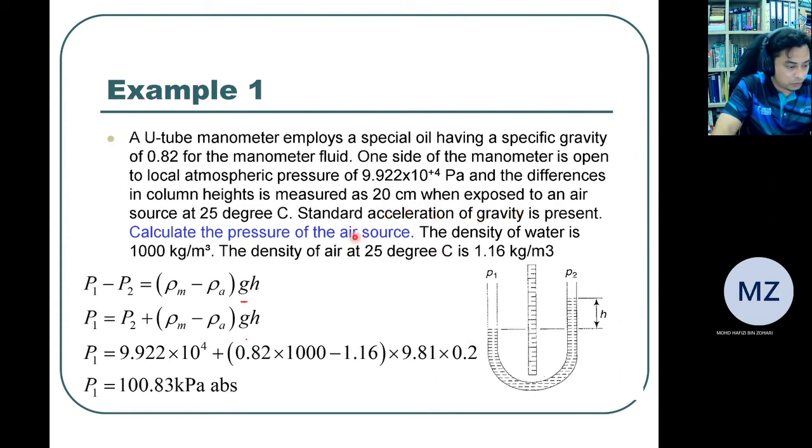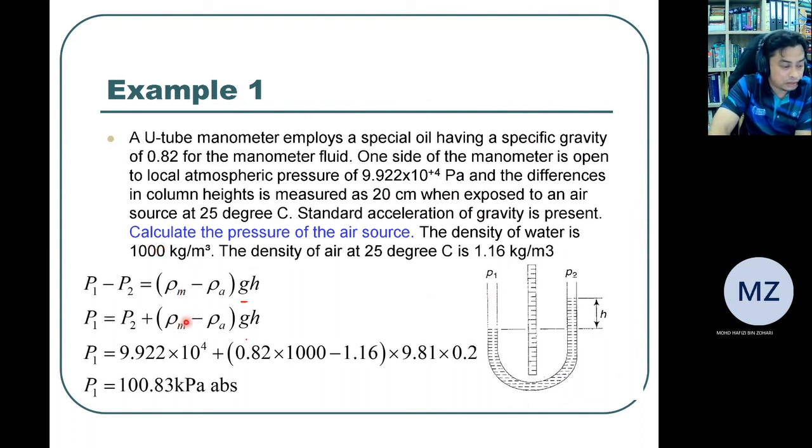Before we put in our values, we need to see here that the air is at 25 degrees. At 25 degrees, the density of the air is 1.16 kilograms per cubic meter. So this is the density of the air. And then the density of the water is 1,000 kilograms per cubic meter. Why is the density of water given? Because if you want to calculate the density of the oil here, we know the specific gravity, so we can calculate the density of the oil using the specific gravity. So 0.82 times 1000 is equal to the density of the oil.